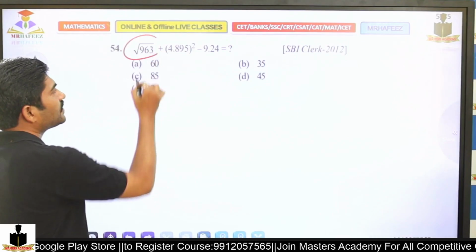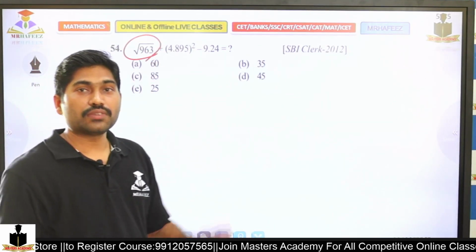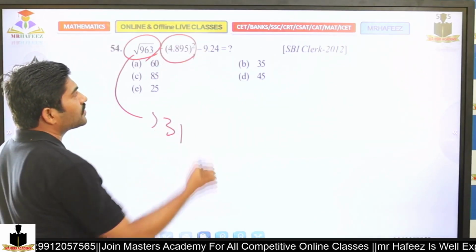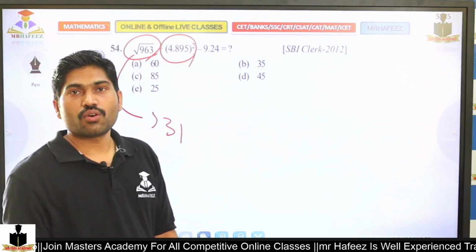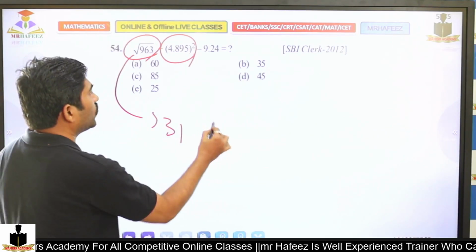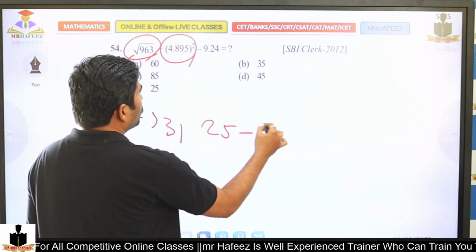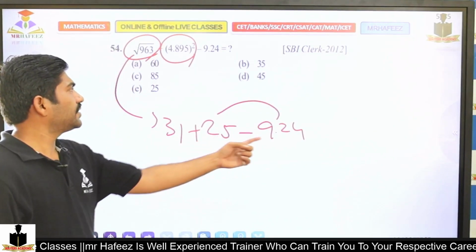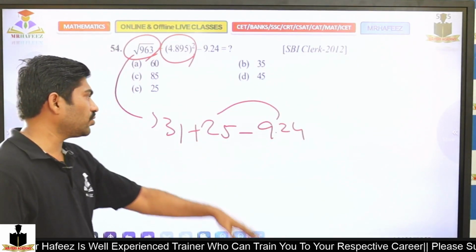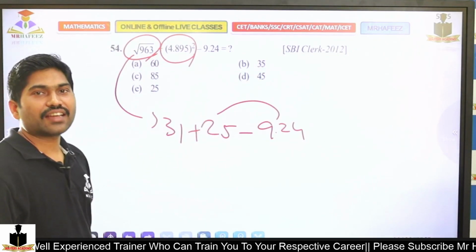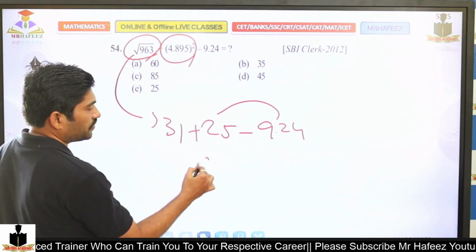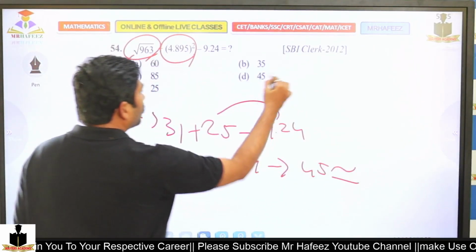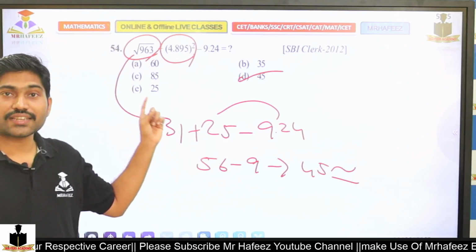The cube root of 961 is known to us. The value here is 31. And what is this? 4.895 whole square, that is nearly 5. 5 square is 25. 25 minus 9.24, and this is 9, right? So 0.24, go ahead with that. 31 and 25, if I add, 56. 56 minus 9, that is nearly 45. Approximately that is equal. So the answer is 45 because there is no none of the above.